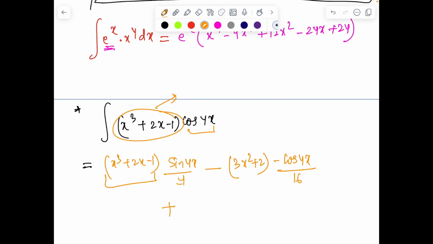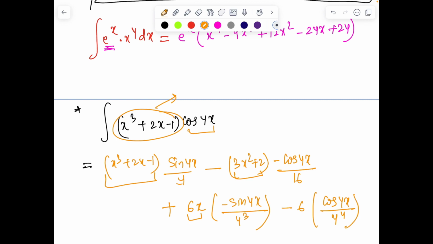Next term will be again plus, differentiate 3x square plus 2 to get 6x, integrate that, so minus sin 4x by 4 cube will come, again minus, differentiate 6, again integrate that part, so sin goes to minus cos, so that will become cos 4x by 4 to the power 4.